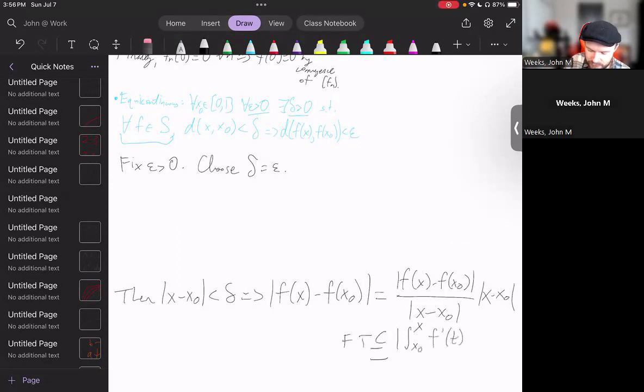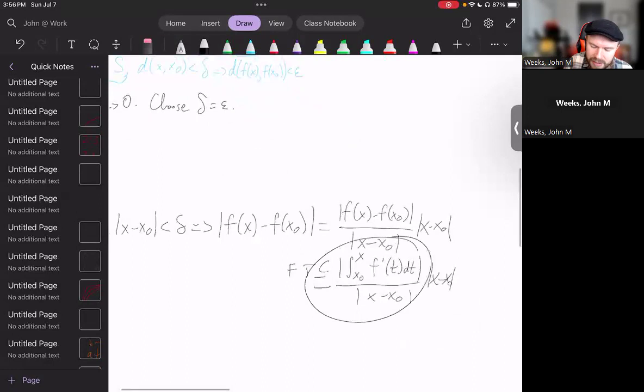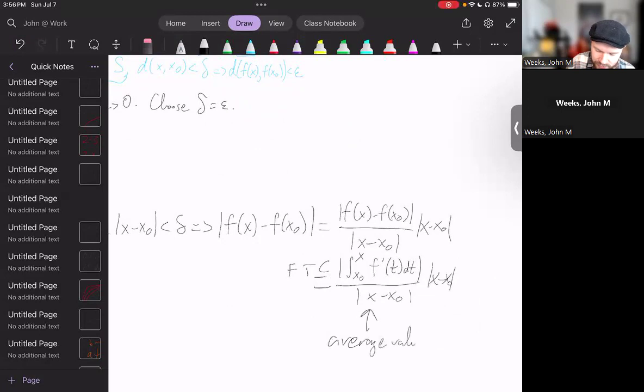so that this is the integral of f prime of t dt going from x_0 to x, and dividing that by x minus x_0, times the absolute value of x minus x_0. You might remember this as being the average value of a function f prime over a given interval going from x_0 to x. I've seen this before in AP calculus classes, where this becomes the average value of the function. So this is the average value of f prime on the interval going from x_0 to x.